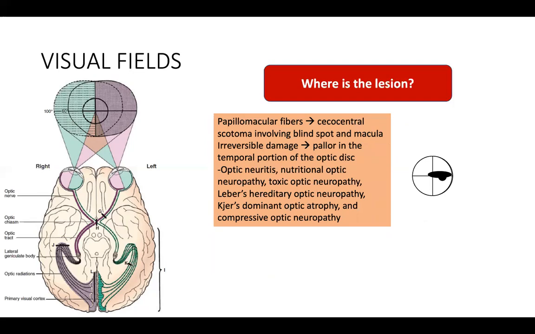Damage to papillomacular fibers causes a cecocentral scotoma that encompasses the blind spot and macula. If the damage is irreversible, pallor eventually appears in the temporal portion of the optic disc. This may be seen in conditions such as optic neuritis, nutritional optic neuropathy, toxic optic neuropathy, Leber's hereditary optic neuropathy, Kjer's dominant optic atrophy, and compressive optic neuropathy.